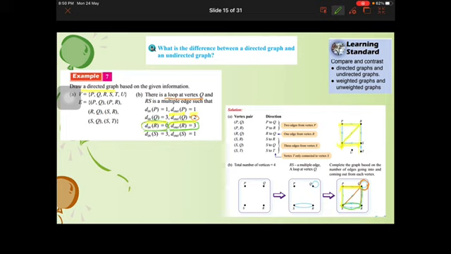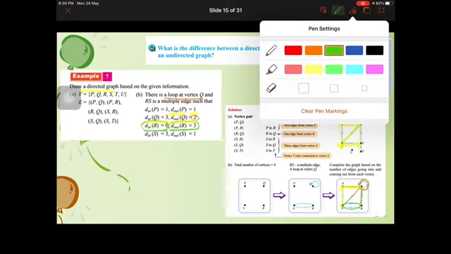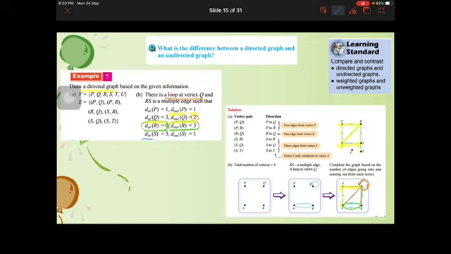Now, how about S? D in S equals 3. So here is S. D in S equals 3: 1, 2, 3. And then d out S equals 1, only 1 coming out from S.